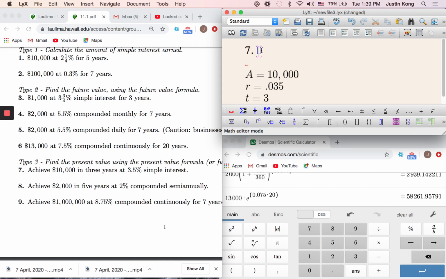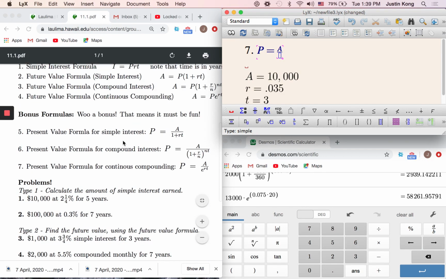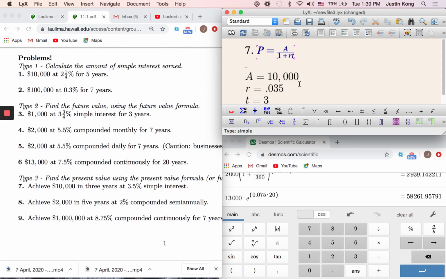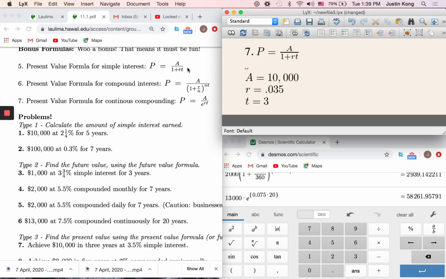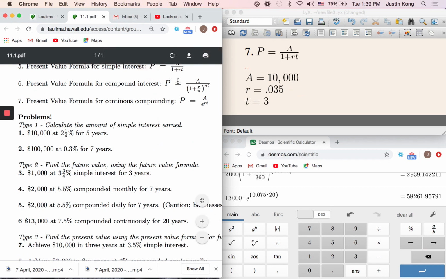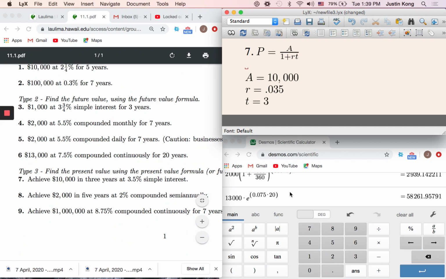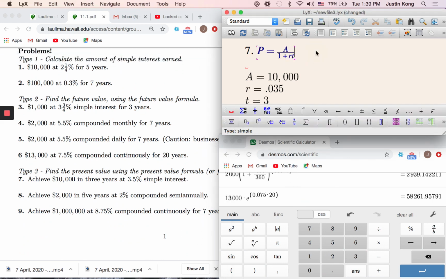We're using P is equal to, this time, the end result over 1 plus RT, right? Let's just check back our formula, 1 plus RT. We're using this one right here, the simple interest present value formula, formula 5. Okay, so I'm just going to plug that in.